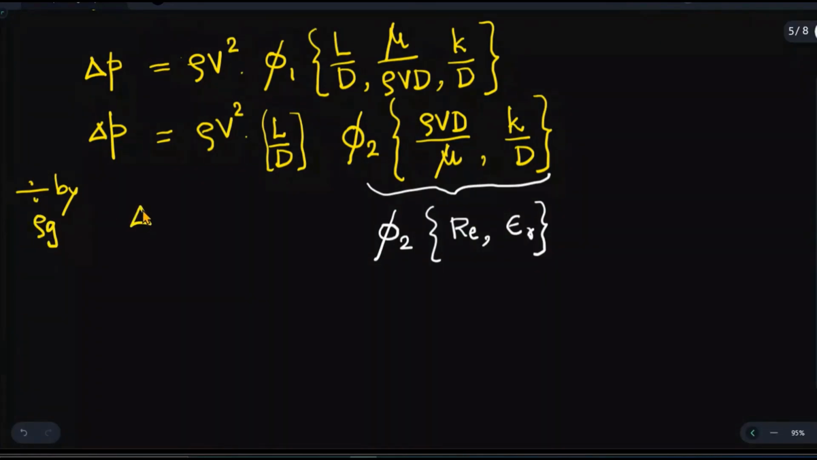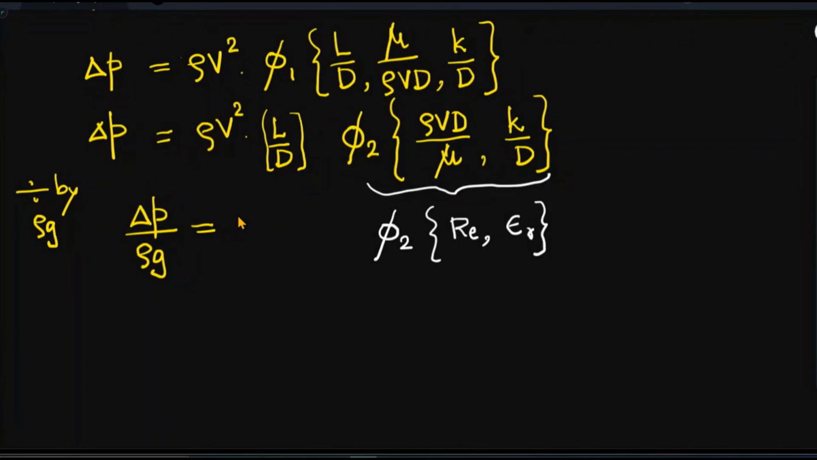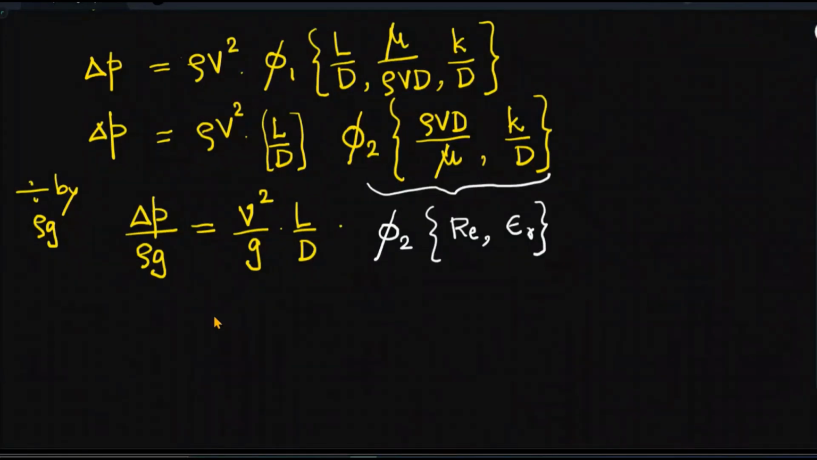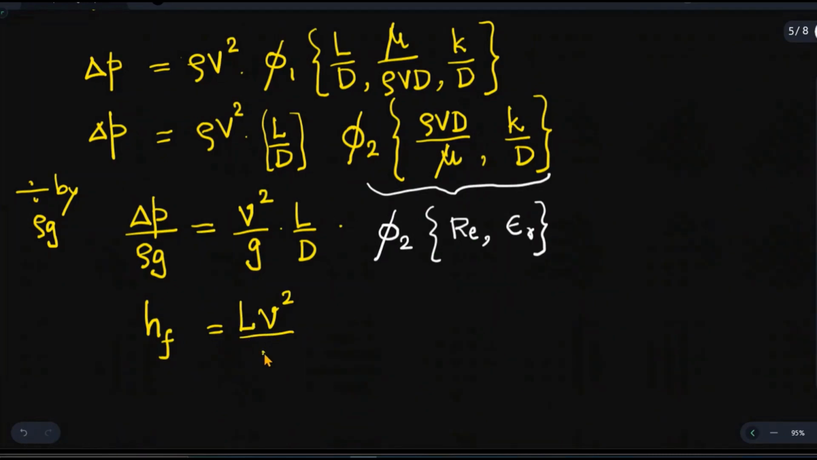Then you get delta P by rho G on the left hand side. On the right hand side, you have rho V square by rho G. Rho will be cancelled, so you'll get V square by G. And then L by D is there already, into a function of the Reynolds number and relative roughness. Now what remains is delta P by rho G, that is the head loss due to friction. That is equal to, now, V square by V square into L, so L V square by G into D.